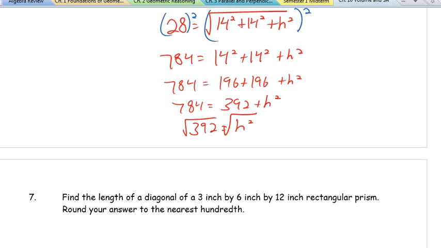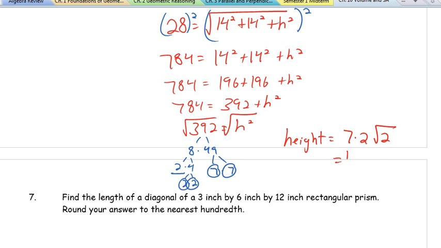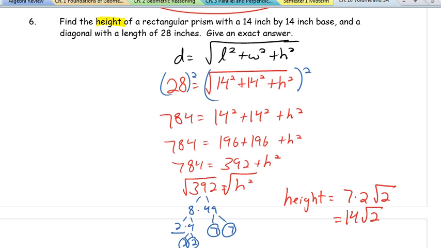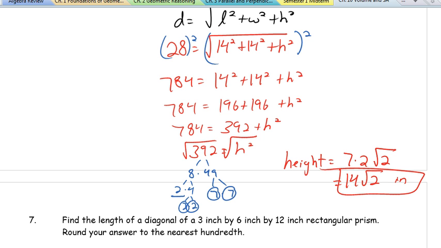So let's see. 392, I'm going to try maybe 16. Nope. 392 divided by 8 maybe? Yep, that works. So I'm going to have to do 8 and 49, but I picked a pretty good number. That's 2 and 4, 2 and 2. But this is 7 and 7. That's the part I like. So a pair of 7s, pair of 2s, a 2 that stays inside. So the height is going to be equal to a 7 that came out times a 2 that came out and then a 2 that stayed inside, or 14 radical 2. My unit was inches. Okay, so make sure if it says exact answers to go ahead and do that.